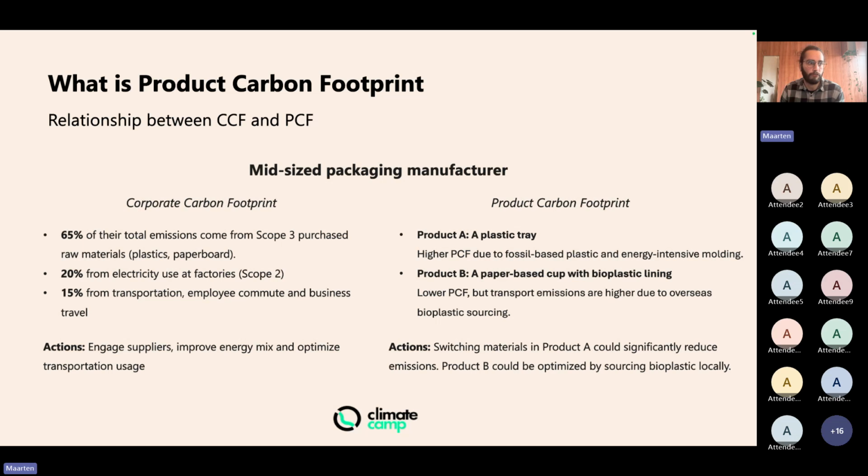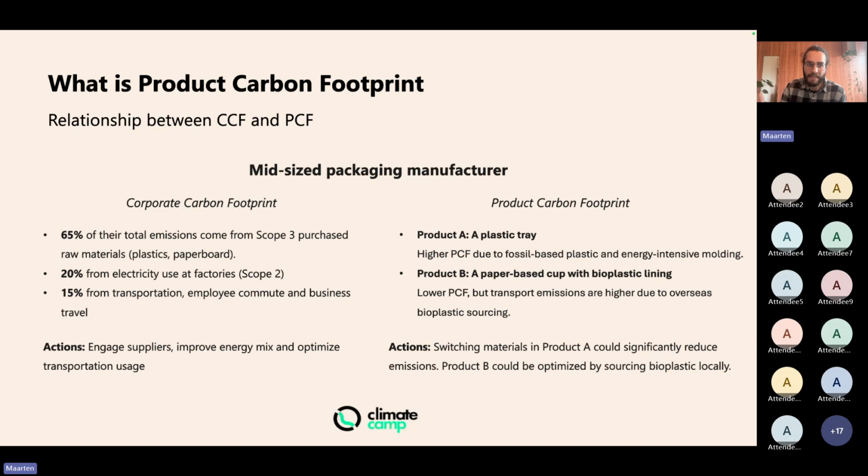transportation we perform. Whereas if we do product carbon footprint calculations, we see this company produces two types of products. It has a plastic tray and it has a paper-based cup with bioplastic lining. We see the plastic tray has a higher PCF because it uses fossil-based plastic and energy-intensive molding. And product B has a lower PCF, but we need to source the bioplastic from China or somewhere far away. So here, the decisions for optimization or the investment decisions are much more specific.